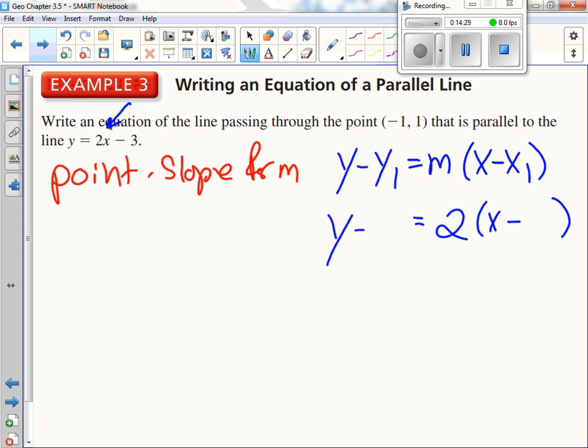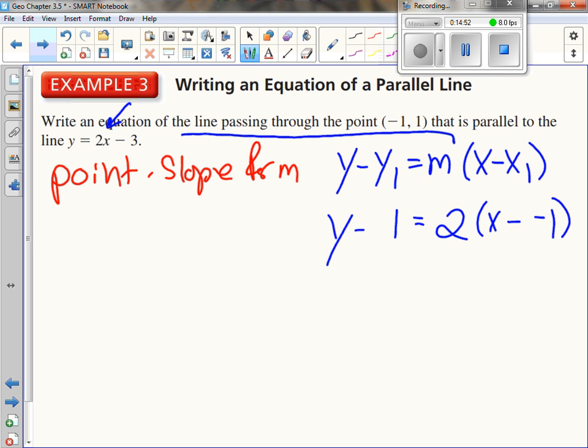It passes through negative 1, 1, yes? So since the line passes through this point, that point is a solution. That point is part of the line that we need. So what's the y value of that point? 1, yes? So I'm going to plug it in for y1. The x value is negative 1, so I plug it in for x1. I plug in the x and y in those corresponding spots. Any questions on this here?